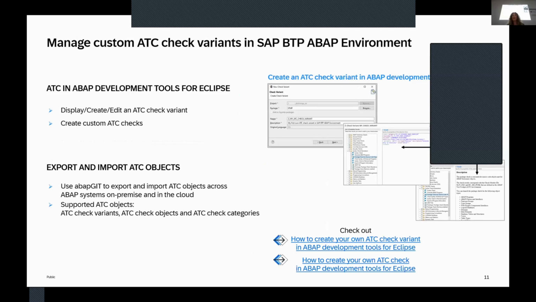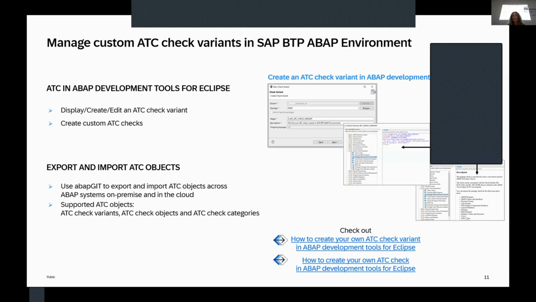There is no SAP GUI inside of the BTP ABAP environment, and therefore you don't have Code Inspector, where you can maintain the check variants. The way to maintain check variants is to go into ABAP Development Tools for Eclipse. There we have a dedicated editor where you can display an existing check variant. You can change the check variant and create your own one. Also, we provide the API, which enables you to create your own ATC checks.